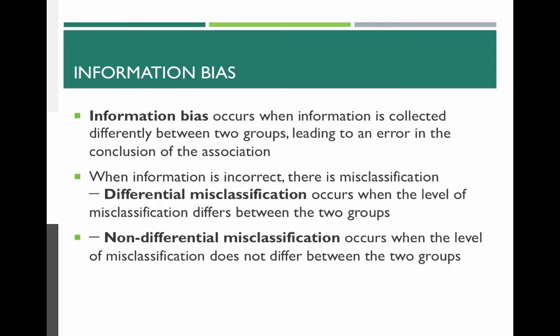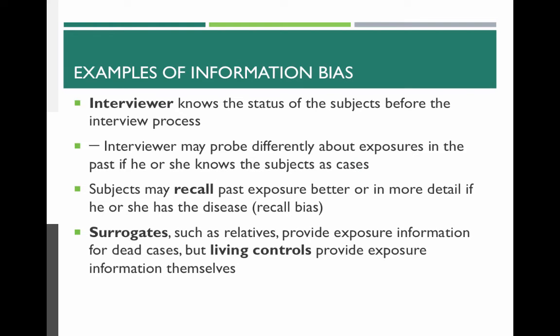A good example of this is weight. So most people systematically underreport their weight by 5 or 10 pounds. And so there's really not a difference between the 2 groups in our study population. Almost everybody misclassifies their own weight. So that we would call a non-differential misclassification. There are a few more ways that we can get information bias in an epidemiologic study.